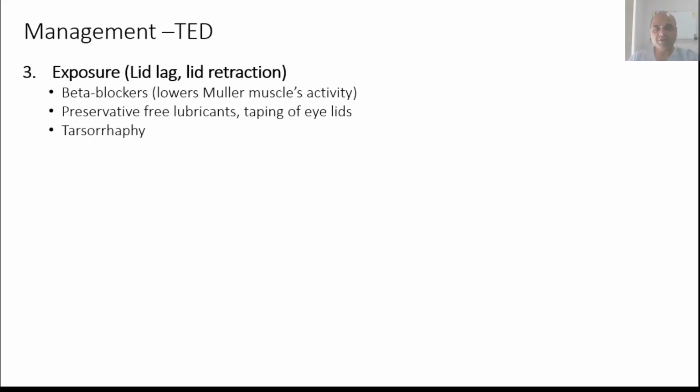Simply giving beta blockers to lower Müller's muscle activity, together with preservative-free lubricants, taping of the eye, and tarsorrhaphy could help. Tarsorrhaphy is obviously one extreme, used when the patient has started experiencing early symptoms of exposure keratopathy. The cornea starts getting damaged.